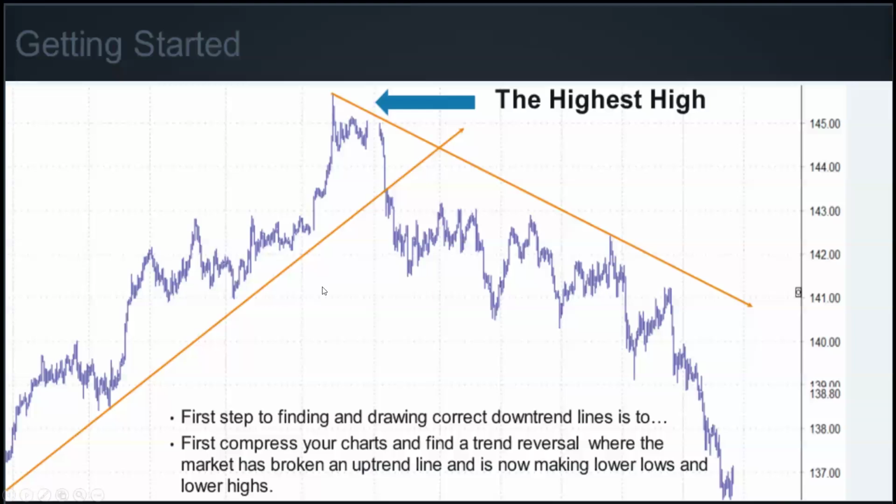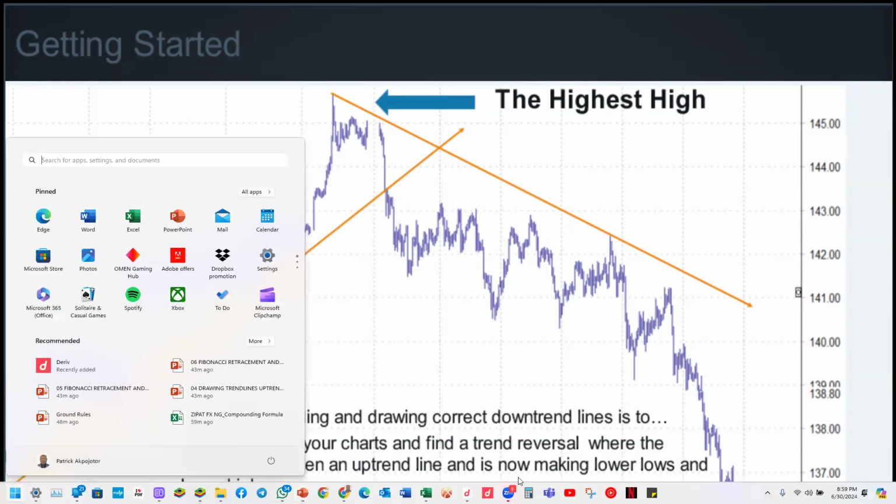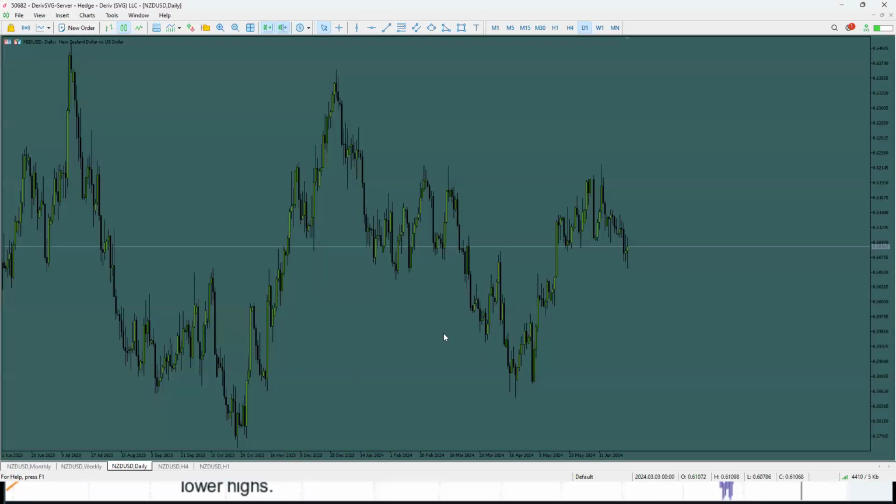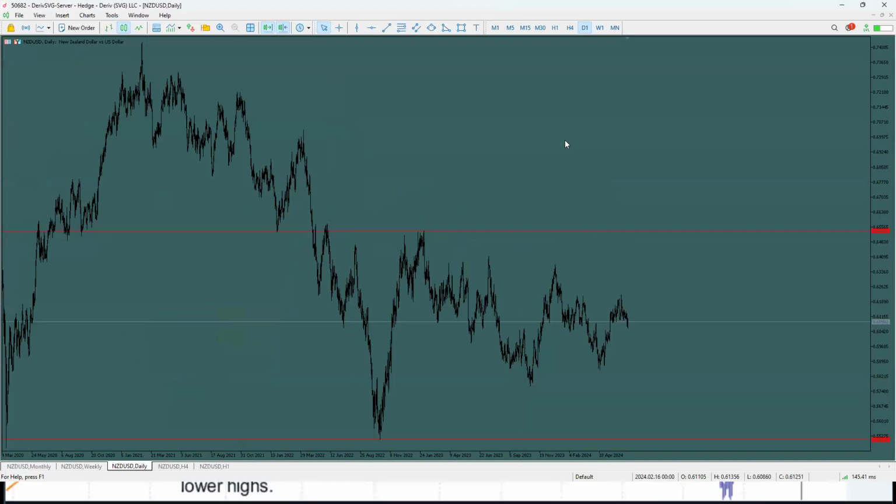We compress the chart, we make the chart very small, to the barest minimum. Then once we compress the chart to the barest minimum, we'll be able to see where the market has broken the trend line. Okay, so let's go to the chart, a real life chart. This real life chart, I say compress it to the barest minimum.